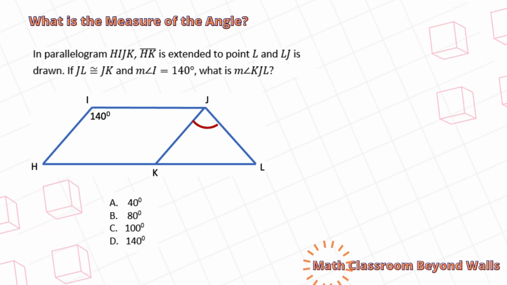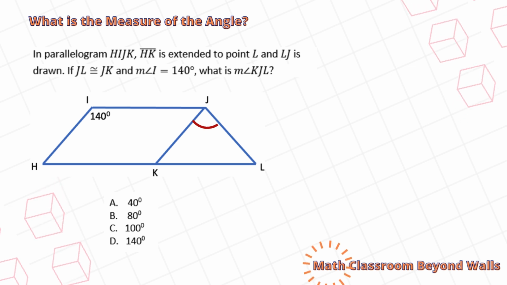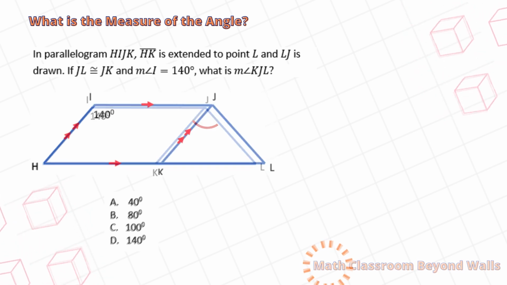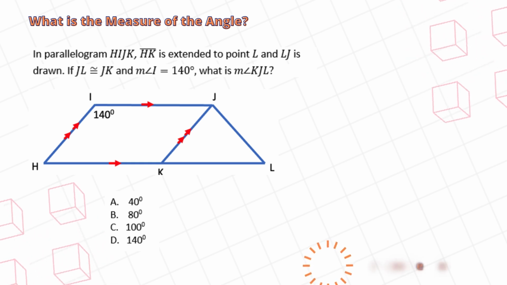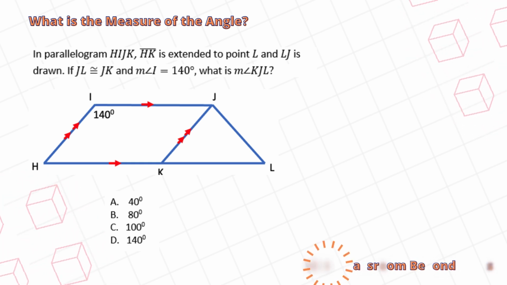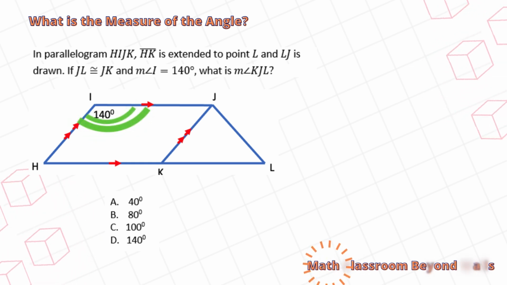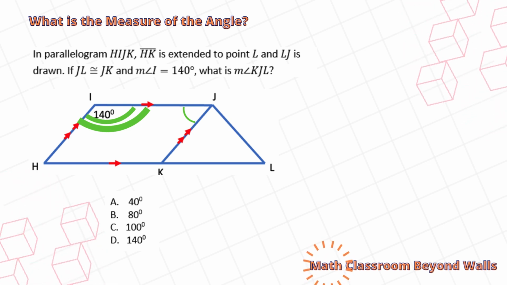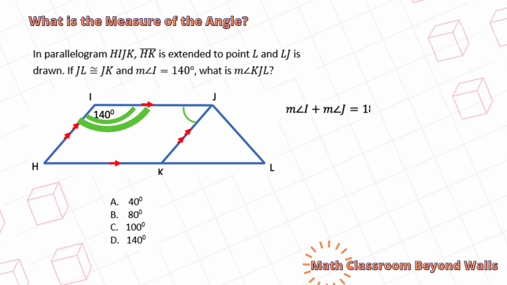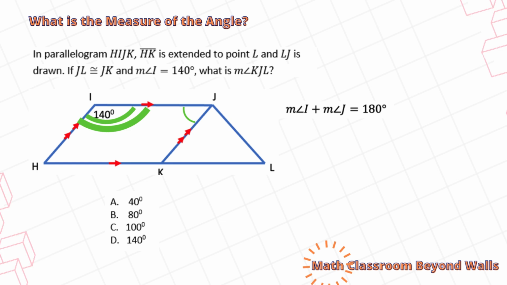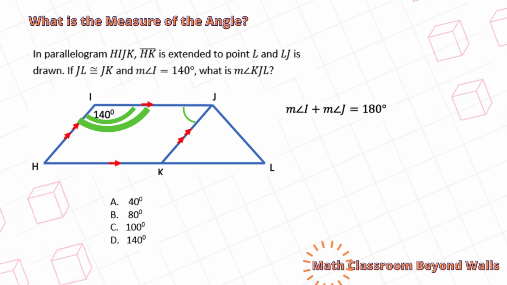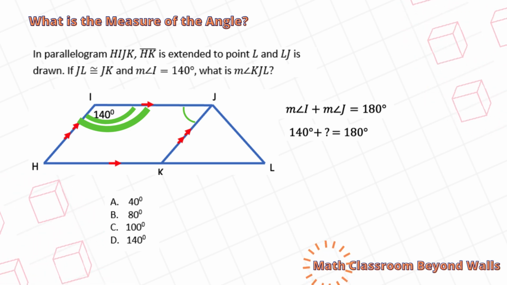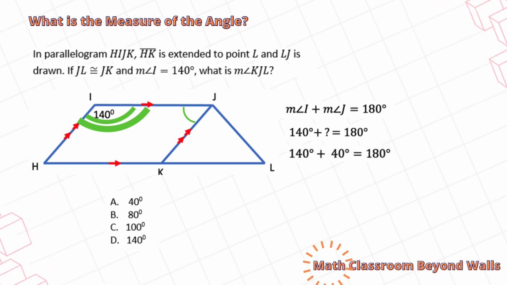The problem says that the figure is a parallelogram. We show this by putting the small arrows on the figure. Look at the figure carefully. Because HIJK is a parallelogram, angle I and angle J are supplementary angles. Do you see this, learners? Thus, the measure of angle I plus the measure of angle J equals 180 degrees. We can now determine the measure of angle J. What number, when added to 140, is 180 degrees? Correct, 40. So the measure of angle J is 40 degrees.